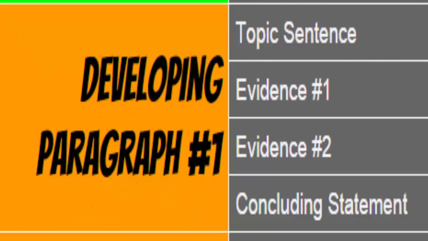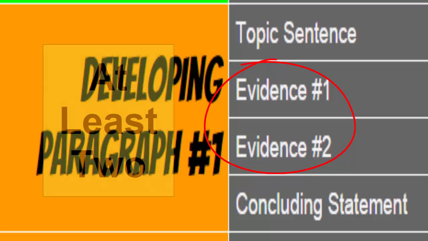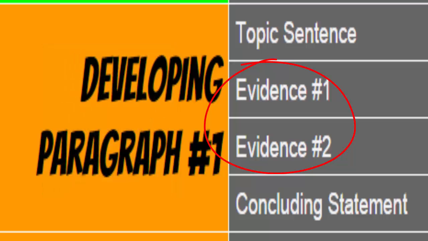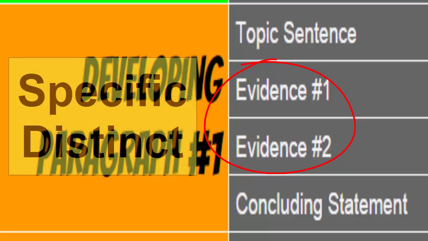After the topic sentence, you introduce evidence. You shouldn't only provide one piece of evidence. Instead, at least two pieces of evidence per paragraph is necessary. You may actually introduce a third piece of evidence, but two is your minimum number. The two pieces of evidence should be specific and distinct.